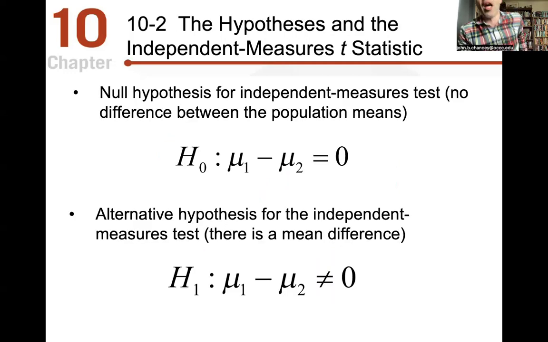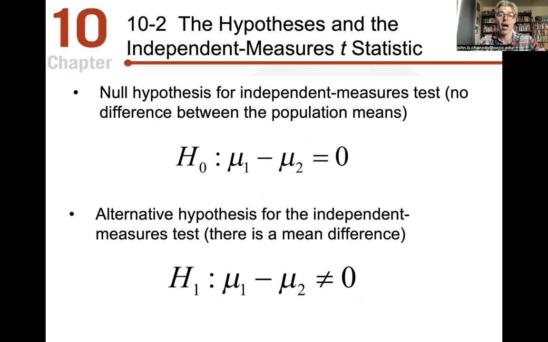And so, if we're coming up with hypotheses for an independent measures design, our null hypothesis is saying there's no difference between our populations. So when we subtract our first mean from our second mean, so this could be subtracting our older adults from our college students, that's going to come out to equal zero in terms of the mean difference.